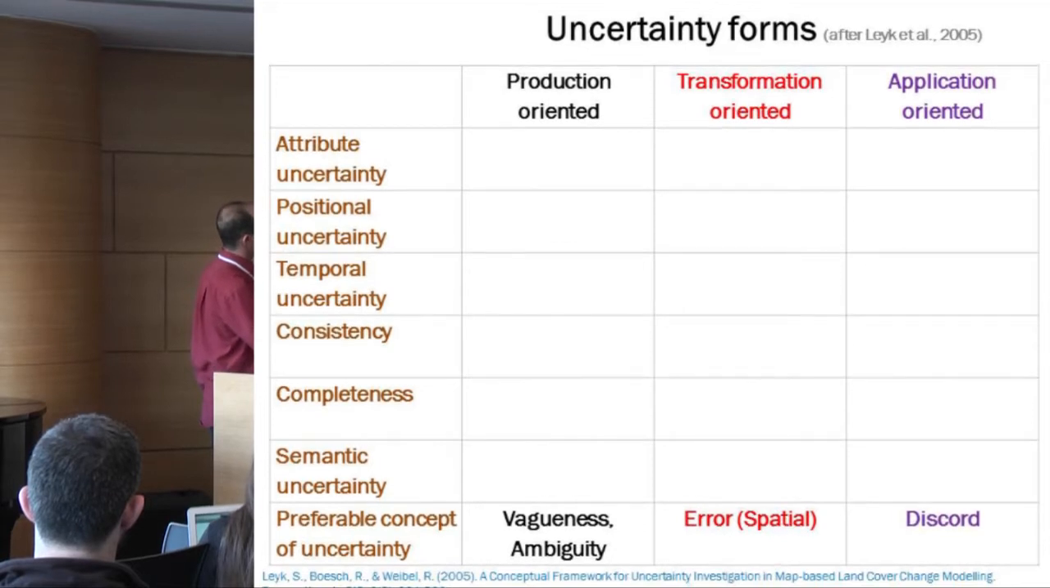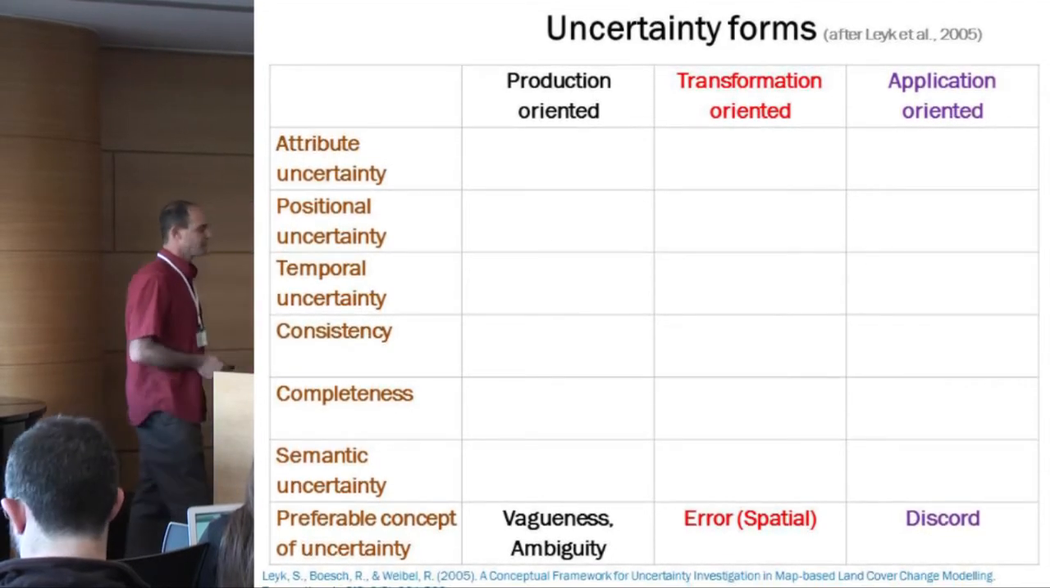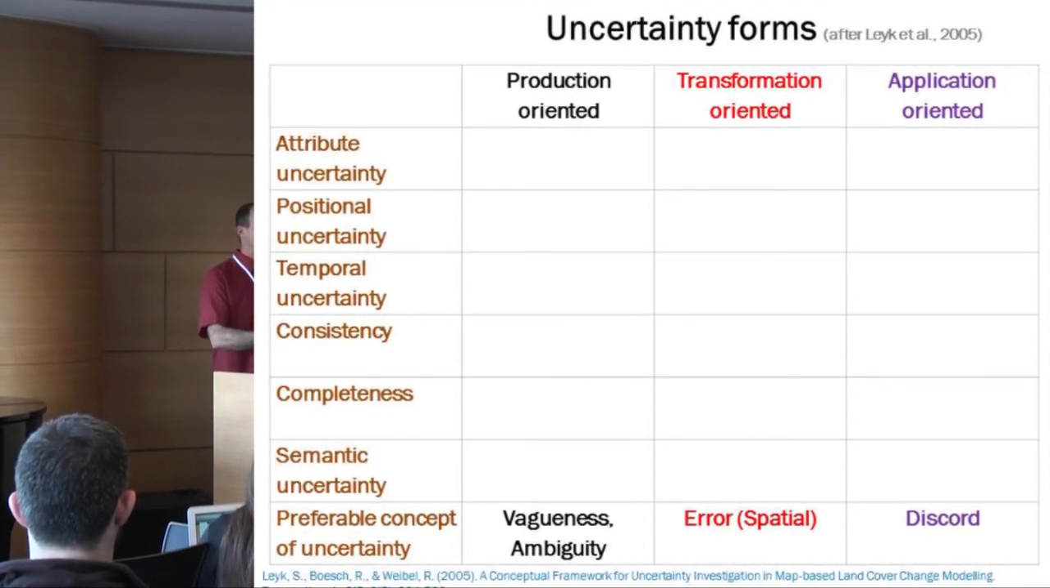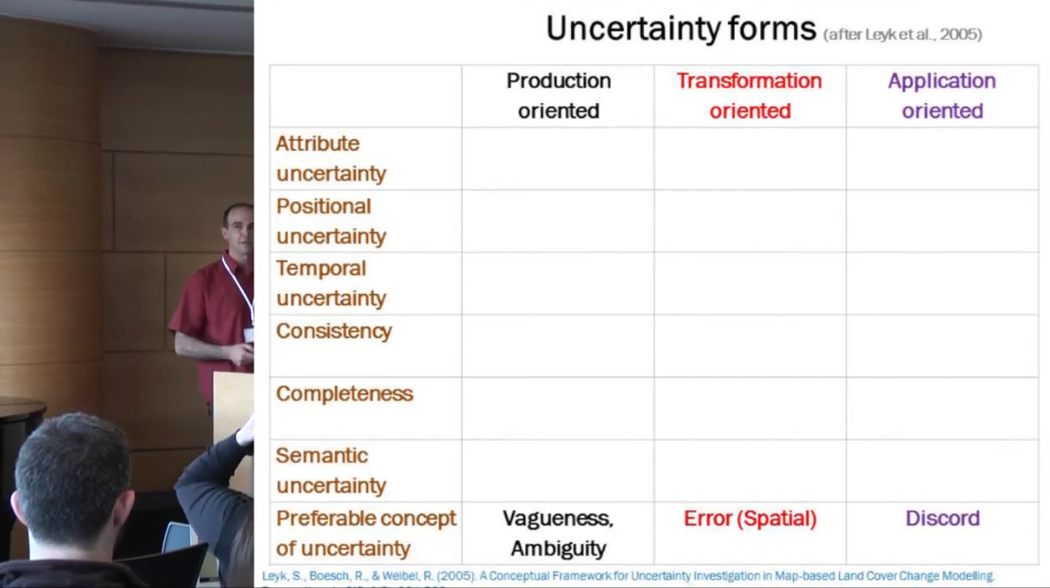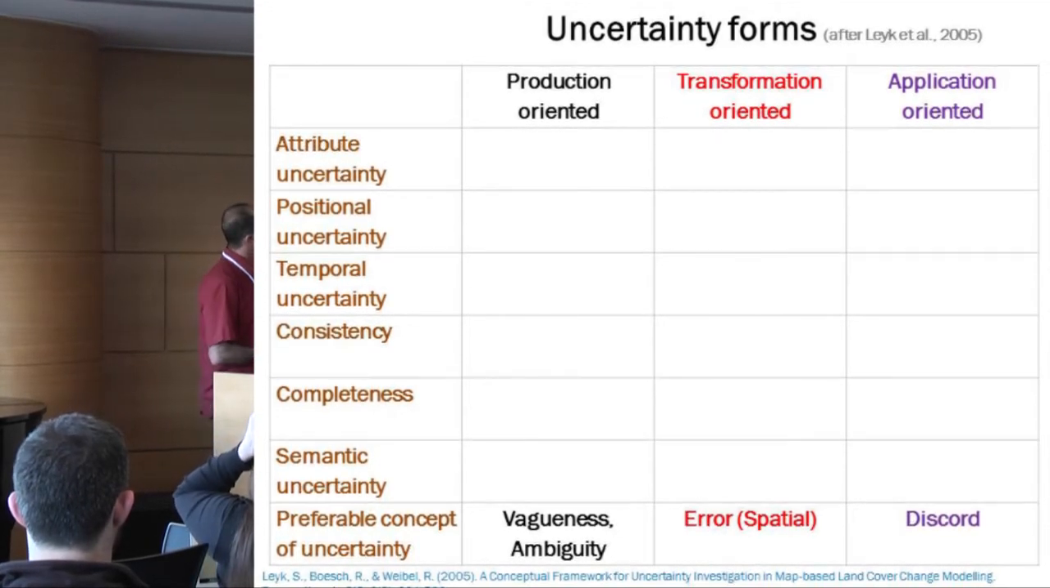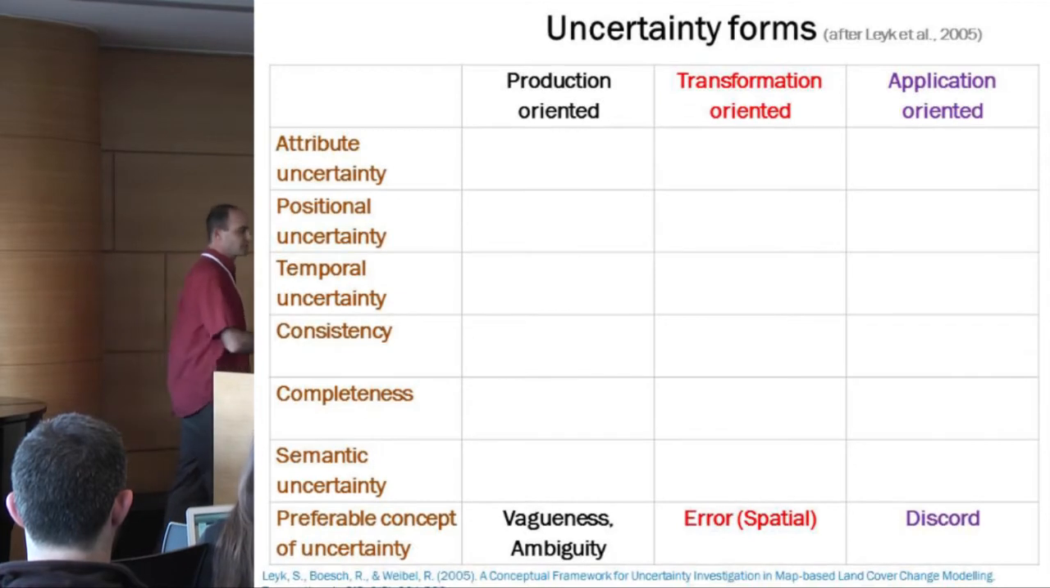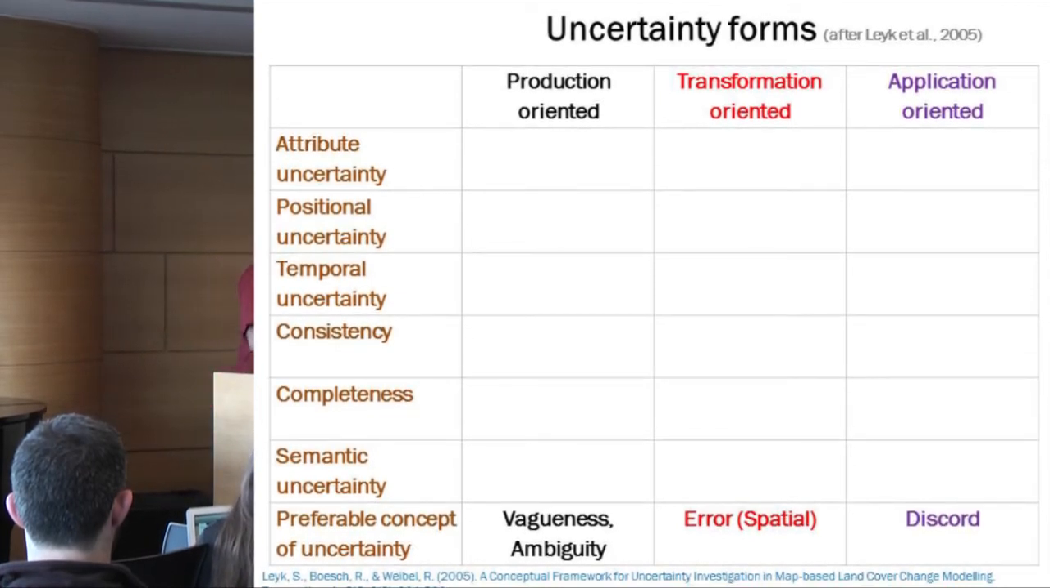So we have production-oriented uncertainty related to the production of the map, the surveying process. How accurate was it? How did they identify landscape features? So that's one kind of uncertainty we have in historical maps. And another one is transformation-oriented uncertainty. This is related to spatial errors that are introduced into the map. It can be in the original survey process. Of course, it can also be during the georeferencing process of the map, so some more errors are maybe introduced into our GIS layers.